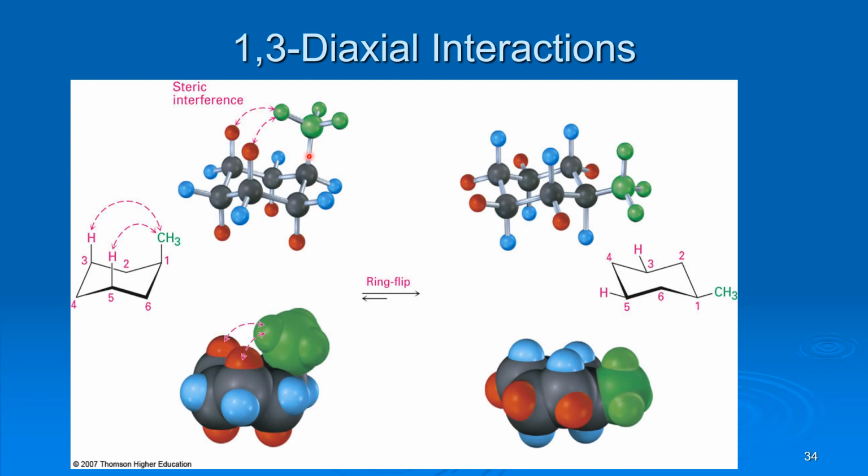But notice that if we do a ring flip, now all the blue ones that were equatorial have become axial, and all the red ones that were axial have become equatorial, but also this methyl group has become equatorial. Now it's not interacting with any of these axial hydrogens, so it has no energy. So this is about 7.6 kilojoules higher in energy than this. So substituents like to be in the equatorial position. And so that's really easy.